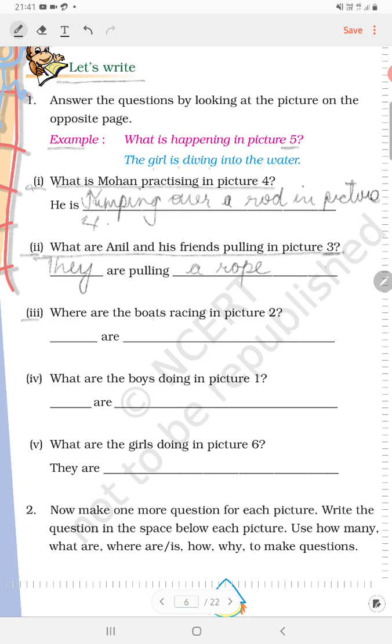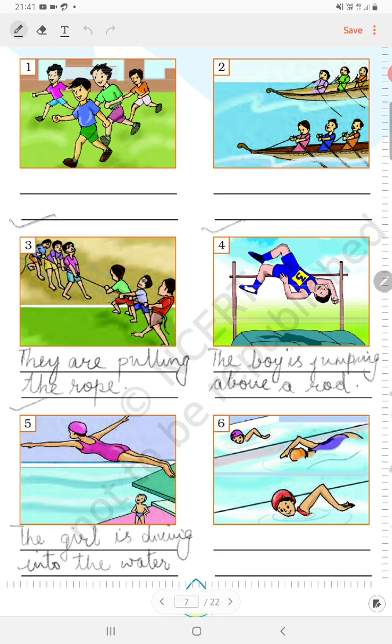Now, what are the boats racing in picture 2? Where are the boats racing in picture 2? Let's see what picture 2 says. Here. The boats are racing in the water, or the boats are racing in the river. The boats are racing in the river. Okay.